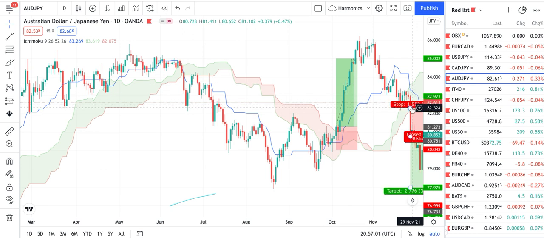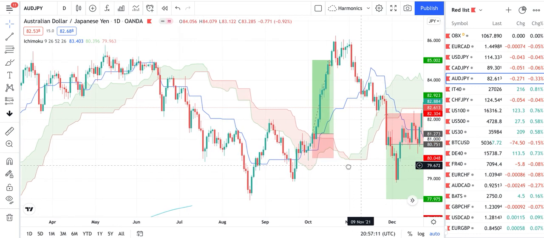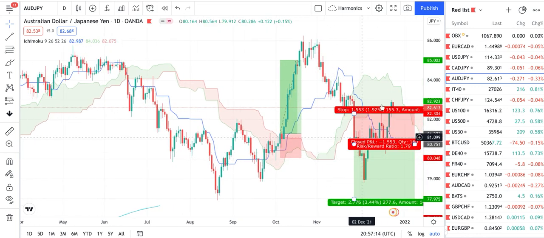Or if I really want to take the trade, then I would not put the stop loss above the blue line because it will be a huge stop loss. I will put it above the red line, the first resistance available. Now let's see what happens. And yeah, there we go. We hit a loss.